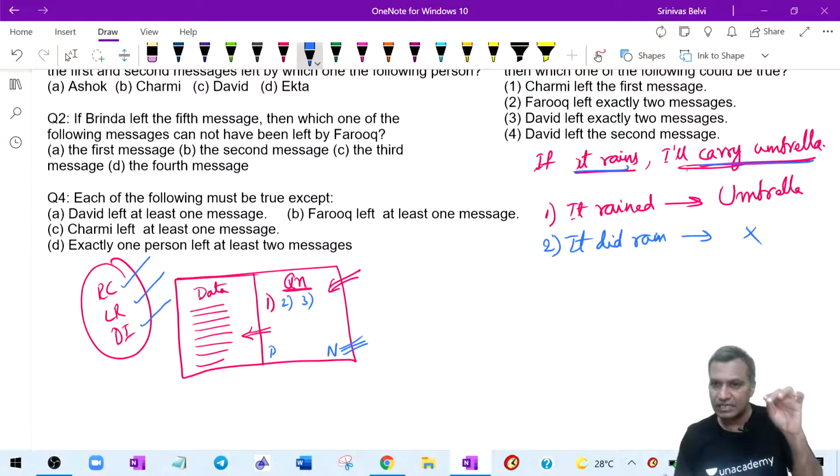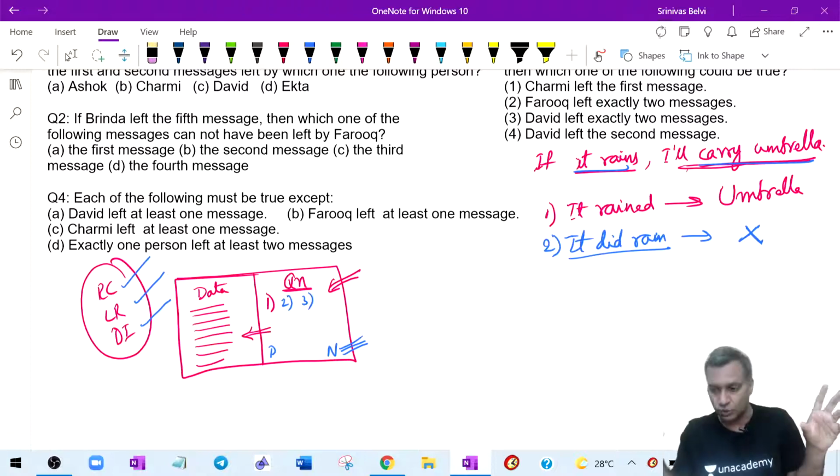Did I ever say what I will do if it doesn't rain? That portion of the story you don't know, right? You know one side of it, you have no idea on the other side of it. That's the point. If it doesn't rain, you have no idea. I may carry umbrella, I may not carry umbrella. There is no answer to this.